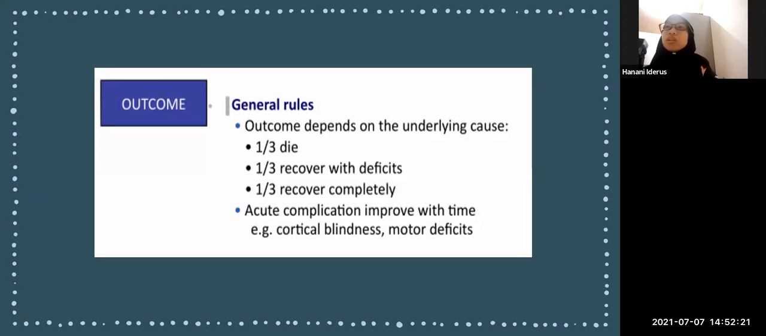Okay, so this is the final part of my presentation, which is the outcome. It says that the outcome of a child with altered conscious level depends on the underlying cause. But it said that 1/3 may not survive, and 1/3 will recover but have long-term side effects with deficit. But 1/3 may recover completely, and the acute complications the patient has may improve with time. Examples of acute complications may be motor deficit or cortical blindness.